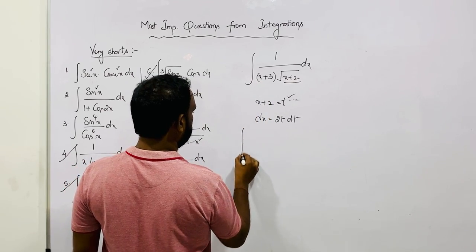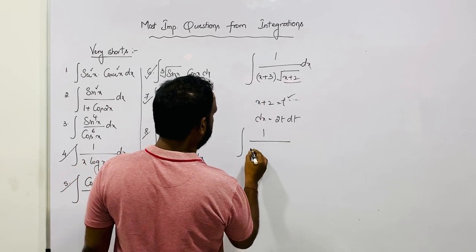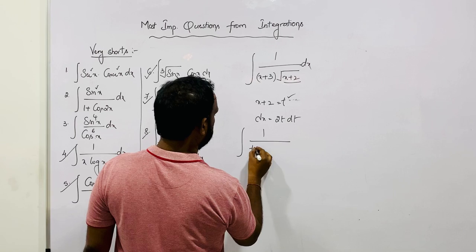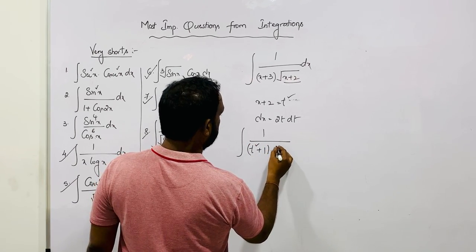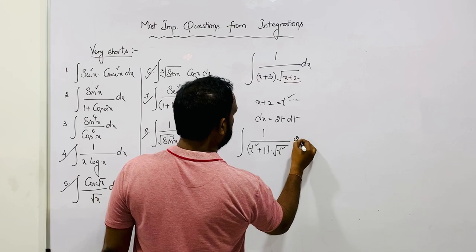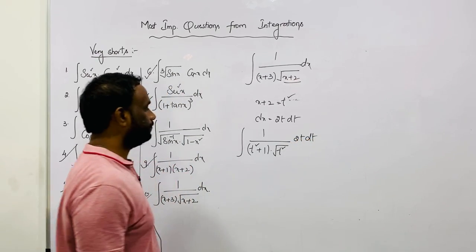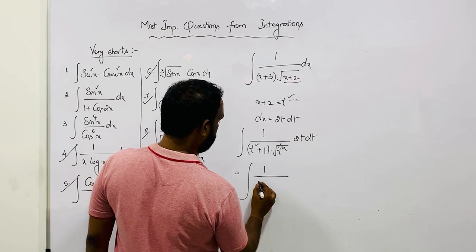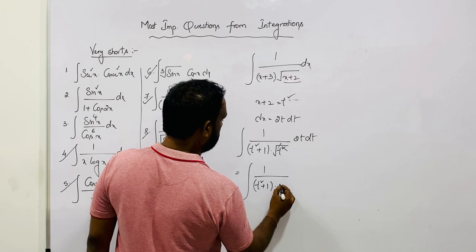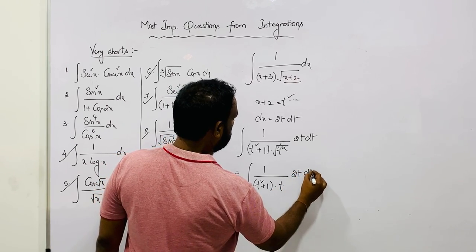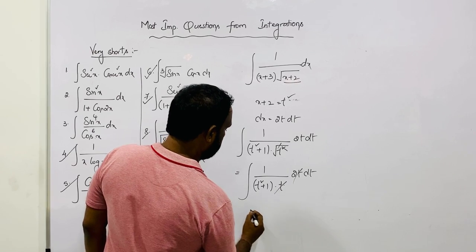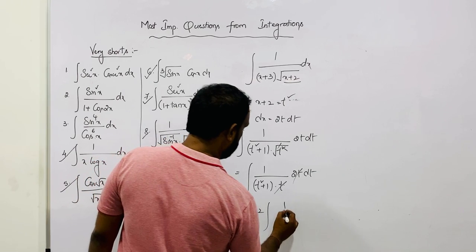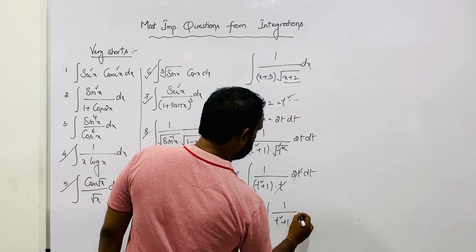Now convert the given problem. 1 by x plus 3 can be written as x plus 2 plus 3, and x plus 2 is t square, so it becomes t square plus 1 into square root of t square, 2t dt. Then square and root get cancelled, 1 by t square plus 1 into t, 2t dt, this t gets cancelled, separate the constant term, that is 2, as outside, then 1 by t square plus 1 dt.